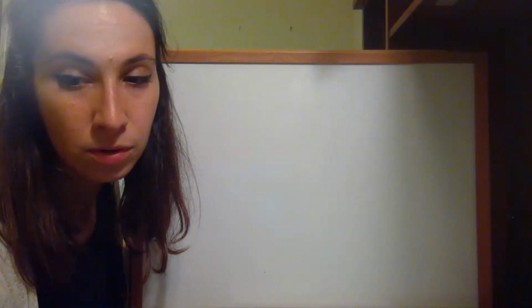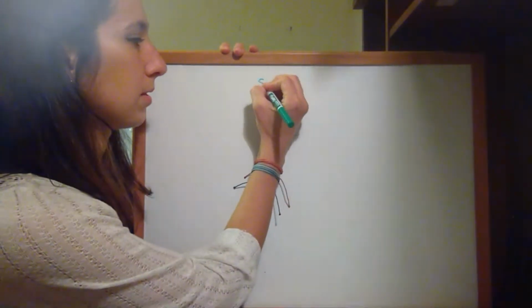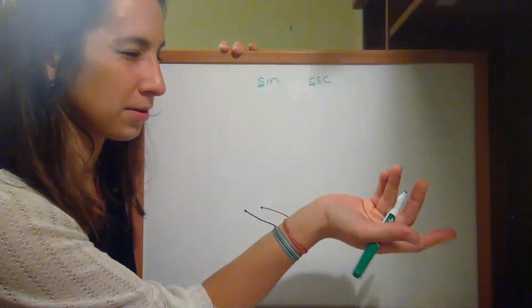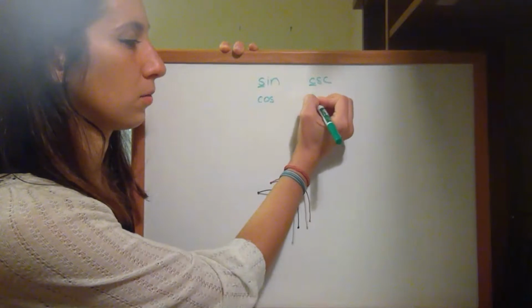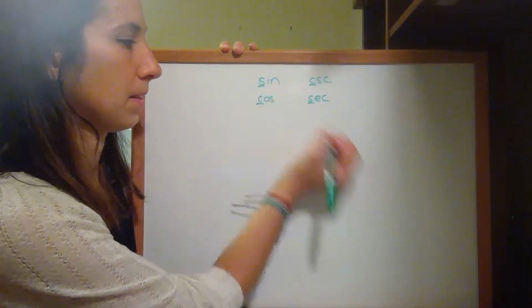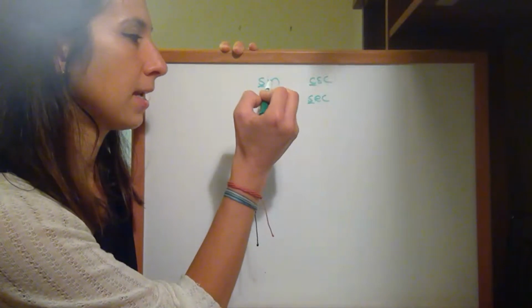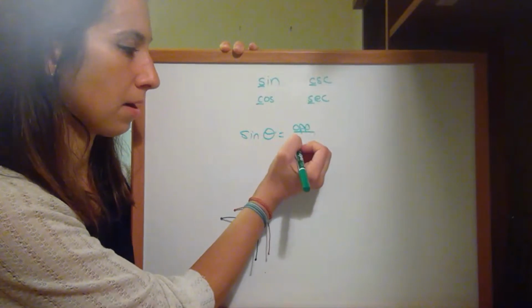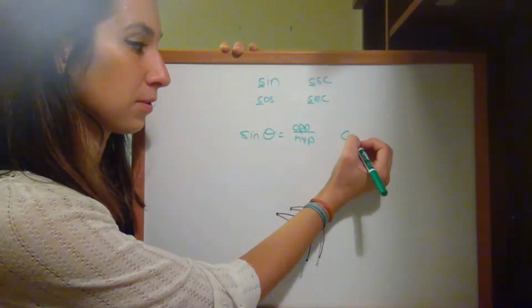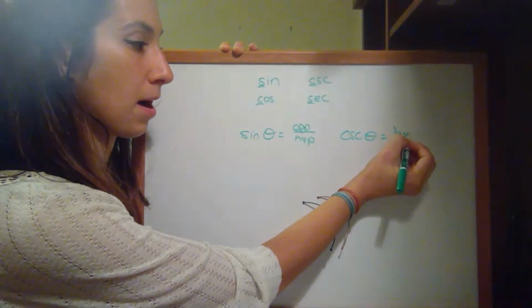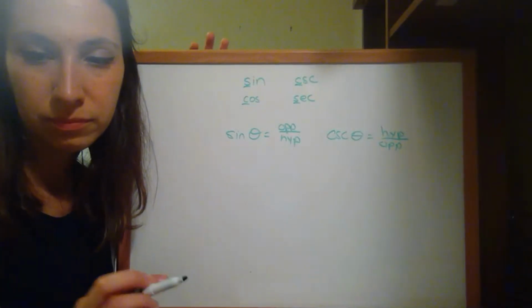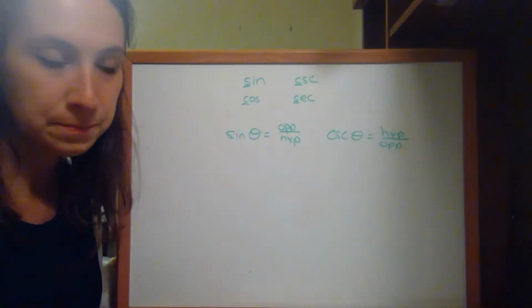The cosecant confuses you? Well, sine goes with cosecant, right? I always think that because they have opposite letters, they go together. And cosine goes with secant, opposite letters, right? So sine of an angle is opposite over hypotenuse. Its reciprocal, the cosecant, is going to be hypotenuse over opposite. So it literally just flips it.